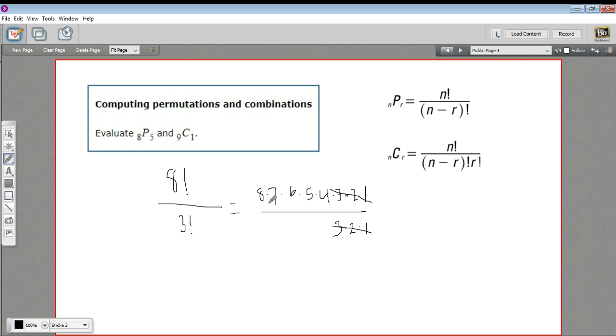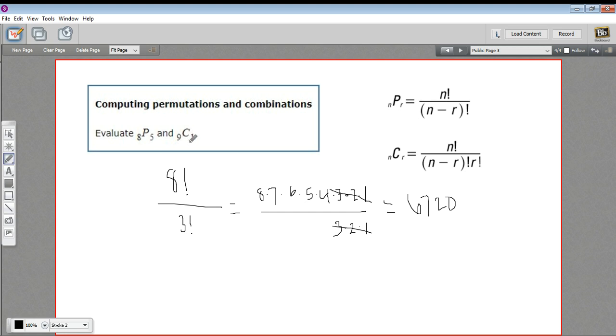So now we have 8 times 7 times 6 times 5 times 4, and at that point you'll probably want to get out your calculator. 8 times 7 times 6 times 5 times 4, and I am getting 6,720. Permutations tend to be bigger because when the order matters, there are a lot more ways to put things together.